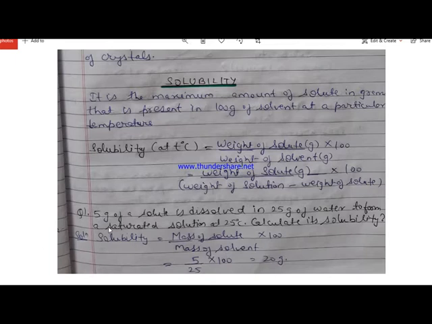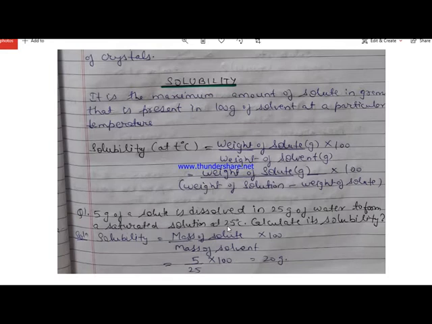Now let us do one question based on solubility. The question is: 5 gram of a solute is dissolved in 25 gram of water to form a saturated solution at 25 degree Celsius. Calculate its solubility. Here we are provided with the mass of solute, which is equal to 5 gram, the mass of solvent, which is equal to 25 grams, and the temperature is 25 degree Celsius.